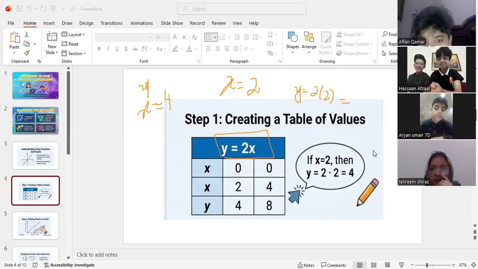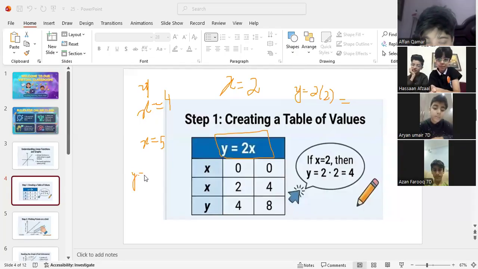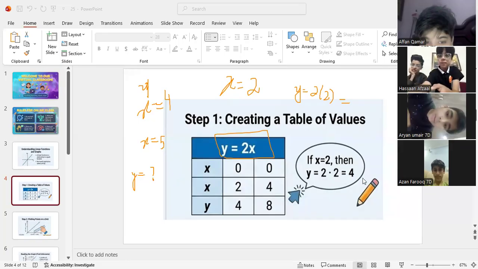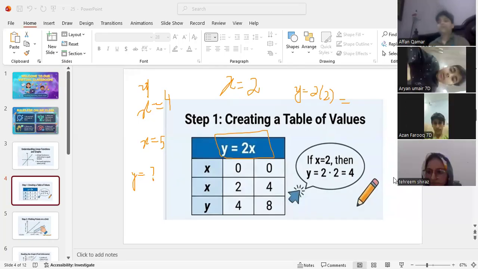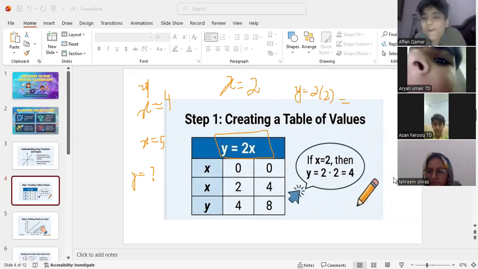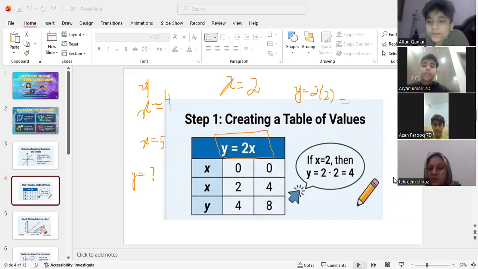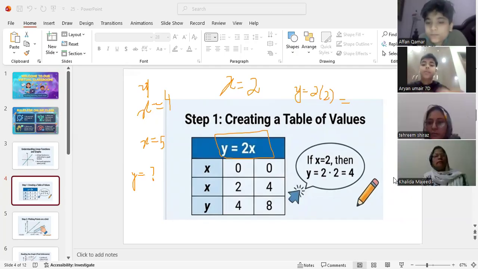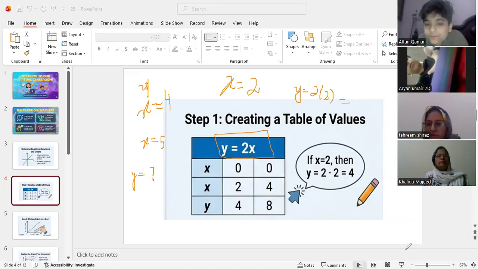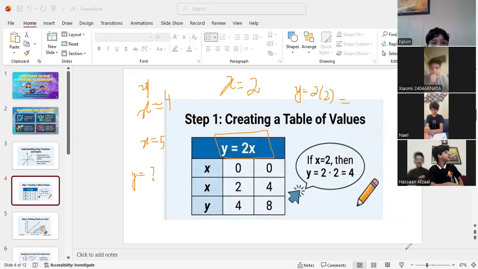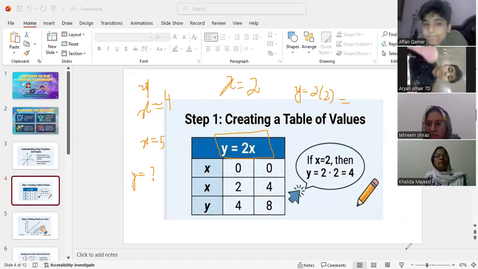Okay, Aryan, if I say the value of x is 5, what will be the value of y? Ma'am, the value will be 10. So that is what I'm talking about, the linear function. I'm coming to you, Azan. You have to tell me one more thing.